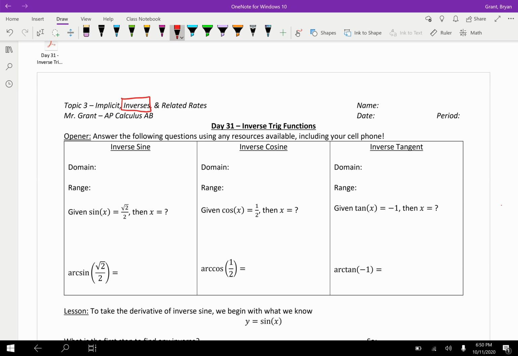We actually only have 2 days on this, and the first day, I would say, is arguably less important. That's today. It's our inverse trig functions. The next day is going to be, I think, a little bit more important, though you could argue that each of them will almost certainly come up once on the AP exam.